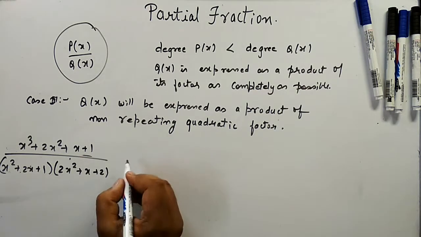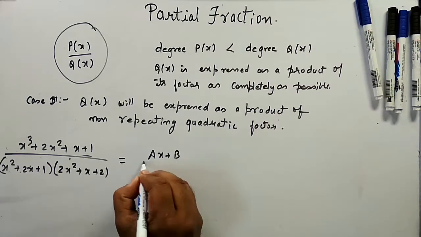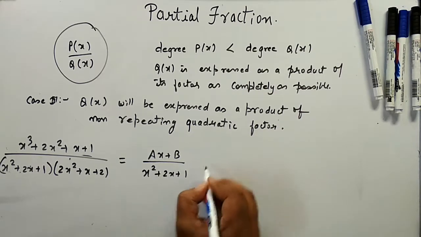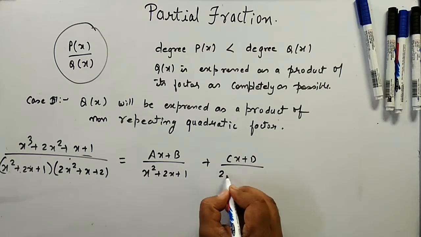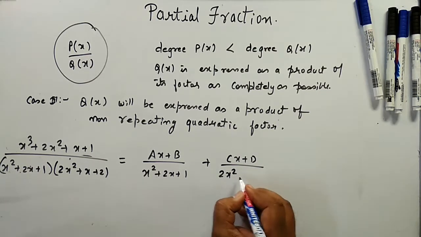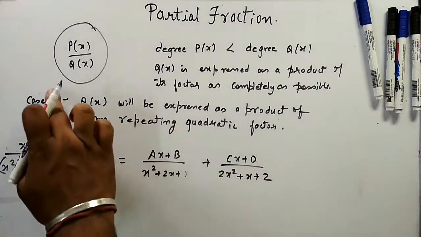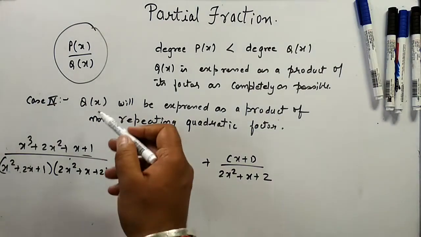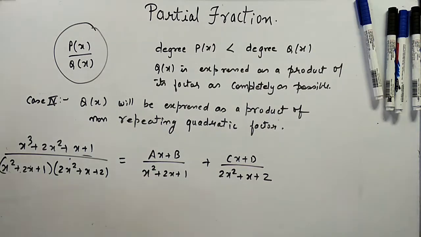Okay, so the partial fraction form of this would be equal to ax plus b by x square plus 2x plus 1 plus cx plus d by 2x square plus x plus 2. This was the fourth case, in which q of x will be expressed as a product of non-repeating quadratic factors. So the partial fraction form of this would be like this.